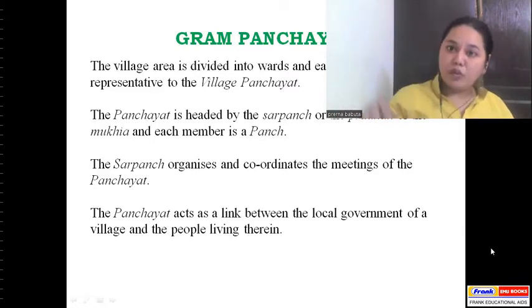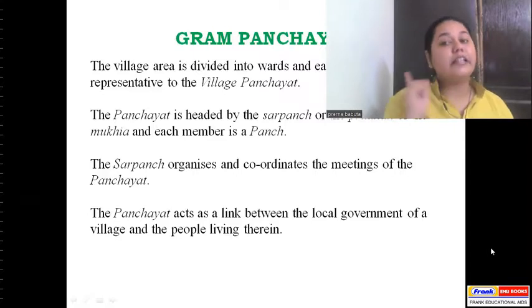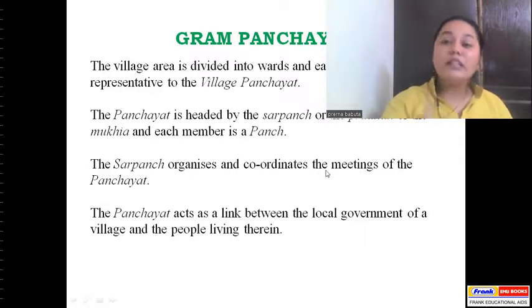Let's say there are 10 wards. So from each ward, there would be one person or one representative in the Gram Panchayat. So how many members will be there in the Gram Panchayat? 10. Okay. Because one representative each from each ward.